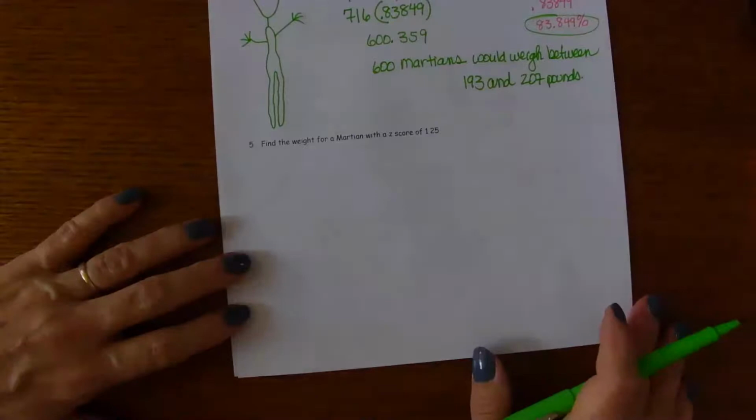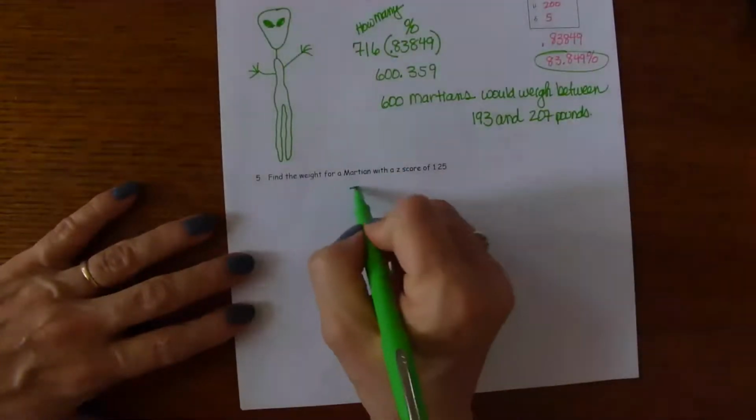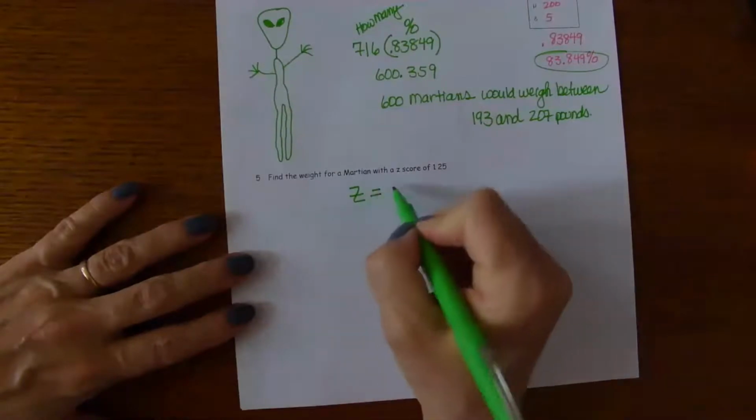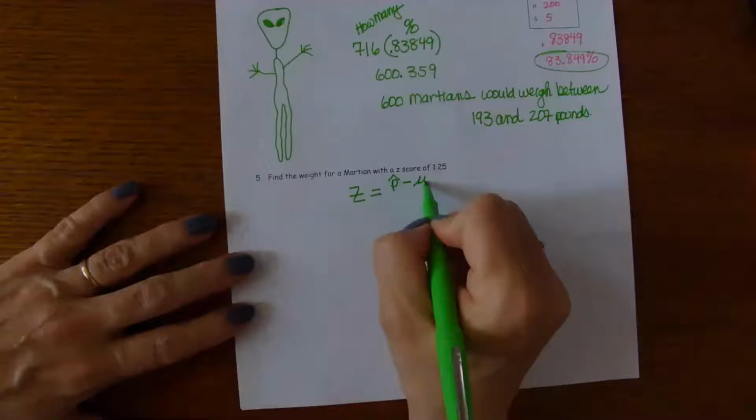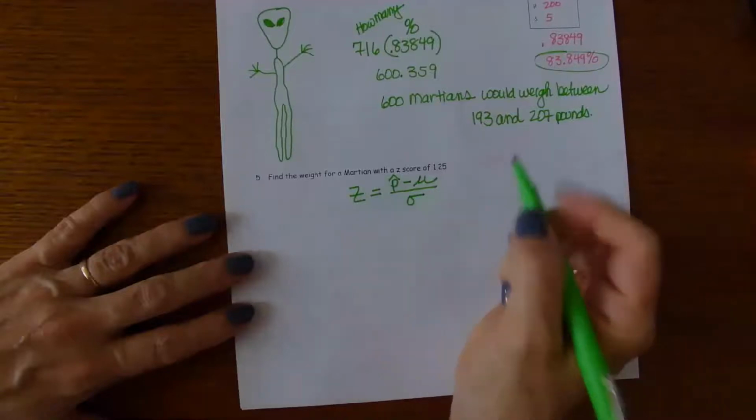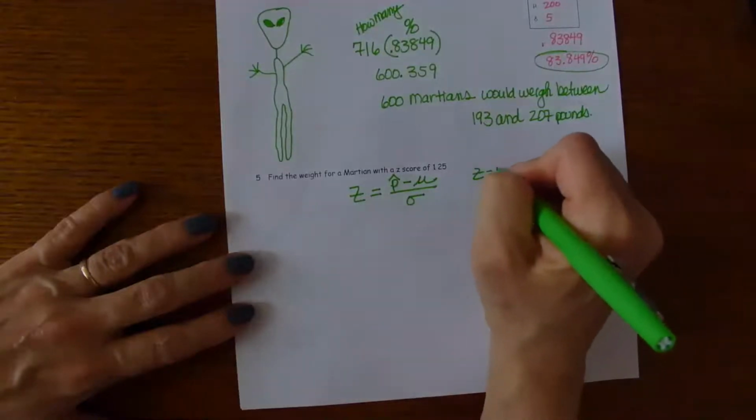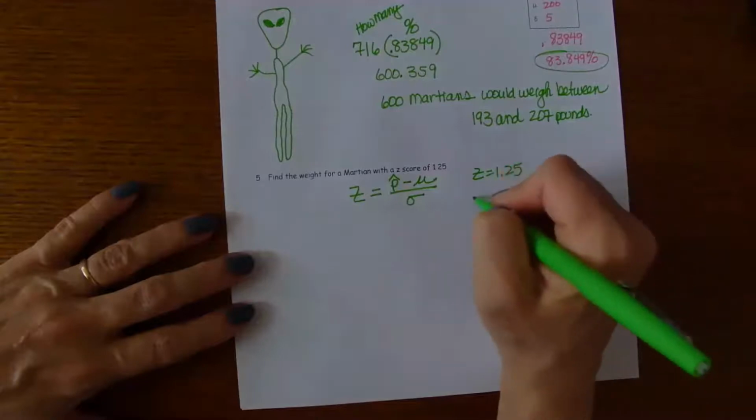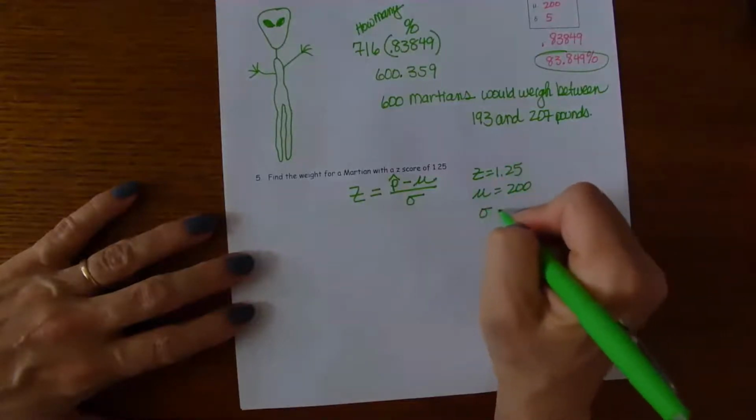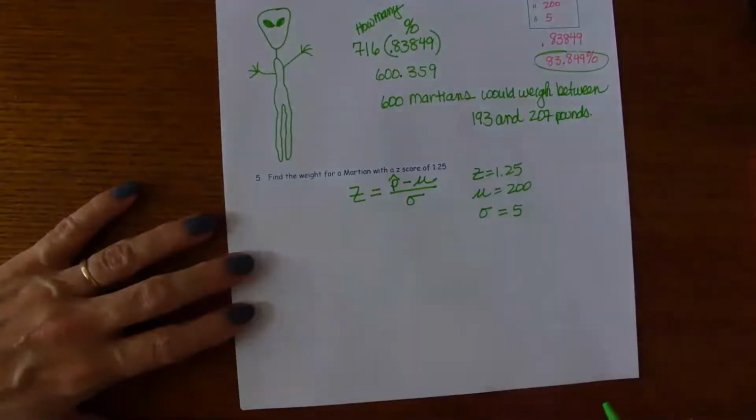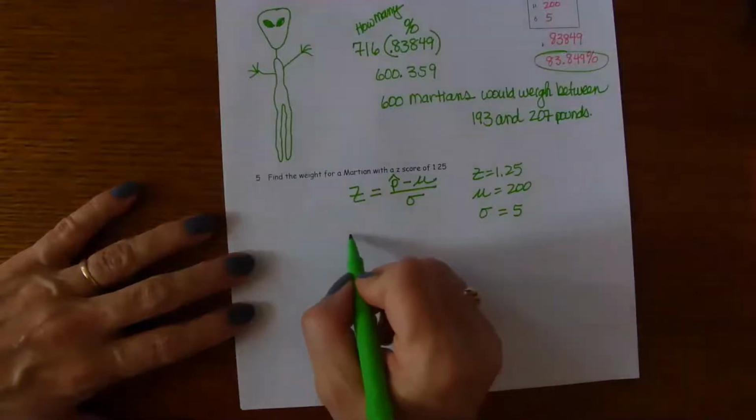Find the weight of a Martian with a z-score of 1.25. Well, we have our formula. We know z equals 1.25. We know mu equals 200. We know standard deviation equals 5. So the only thing you're missing is p hat. That's your guy. So we just type it in.